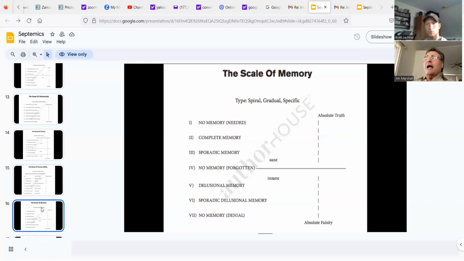Now, no memory forgotten is a distinct thing. You say to somebody, I wanted to tell you about this actor, but I can't remember his name. Good actor, but I just can't remember his name. You know that you forgot it. So you have no memory of it, but you know you forgot it. That's different from a person who just has no memory at all of the thing.